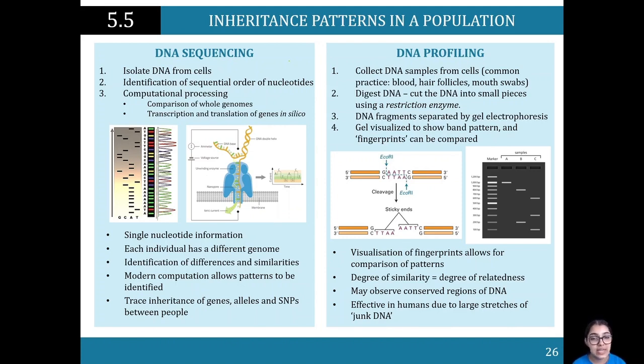We digest that DNA. So what we're doing is, once we get that, we're going to cut up the DNA into small pieces using what we call a restriction enzyme, and that restriction enzyme will cut DNA in specific places where we want it to cut. And then once that happens, we are going to put it in this machine called gel electrophoresis.